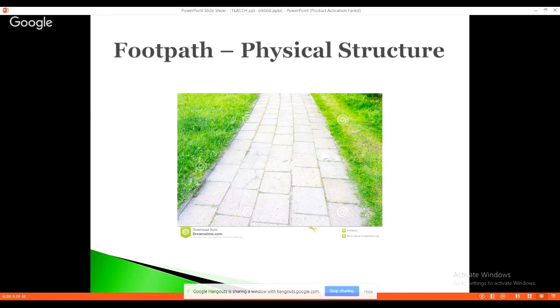Same way we have jogging tracks. People know where to run. And another example would be in a busy street, there are footpaths on the side. So people know which is the place for vehicles and which is the place for the pedestrians to walk. So it's very, very clear. That's what I mean by physical structure, where the physical environment is structured.